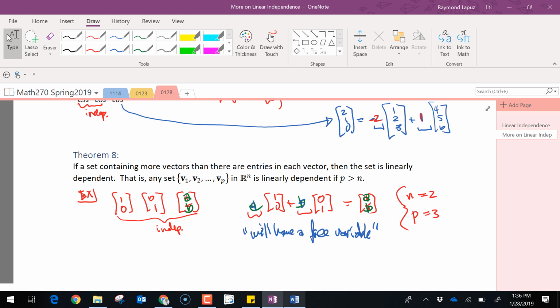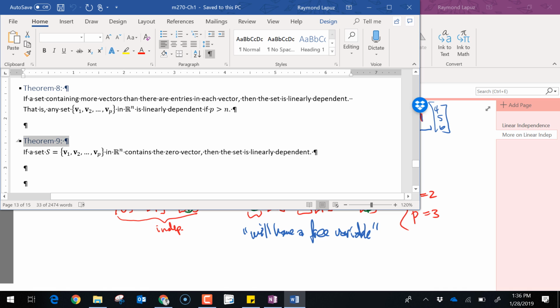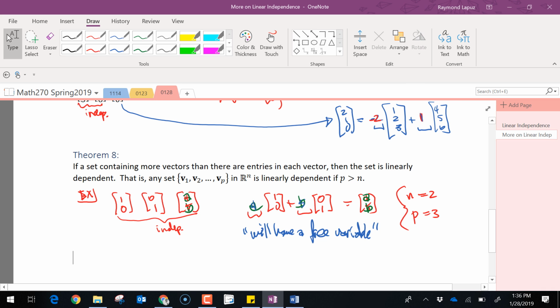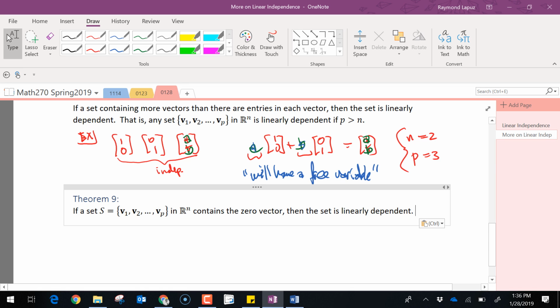There's one more theorem here. This one kind of follows from our zero vector discussion and then Theorem 8. If you have a zero vector in your set, then the set's automatically going to be dependent. Not much to say there.